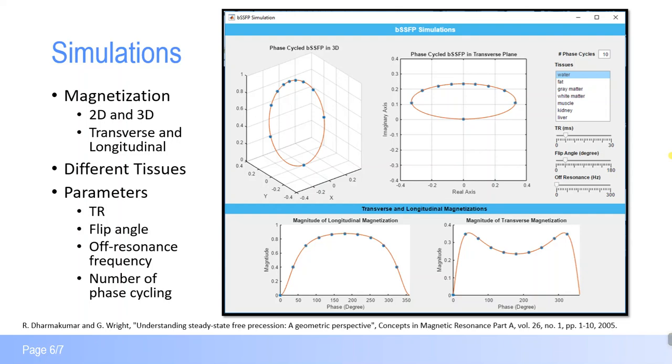Here, blue dots are acquisitions we can get with different phase increments. And it is interesting that they follow an elliptical path. In this app, the user can also simulate different tissues. Also, the user can change the TR, flip angle, off-resonance frequency, and the number of phase cycles.